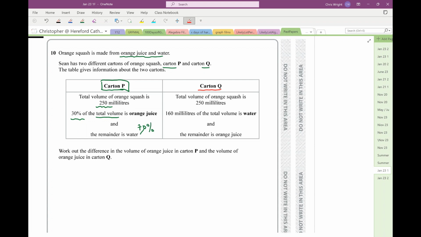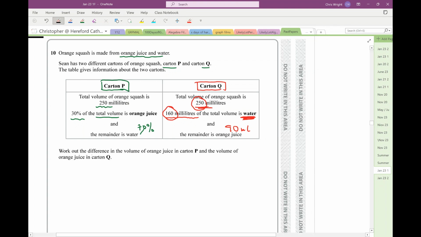Now, once you understand what's going on with carton P, have a look at carton Q. Total volume of the orange squash is 250. That's the same as carton P. 160 millilitres of the total volume is water, and the remainder is orange juice. So the remainder must be 90 millilitres, because there's 250 millilitres in all, and 160 millilitres is water. So 250 minus 160 is 90. I think I've understood everything there. Let's look at the question.